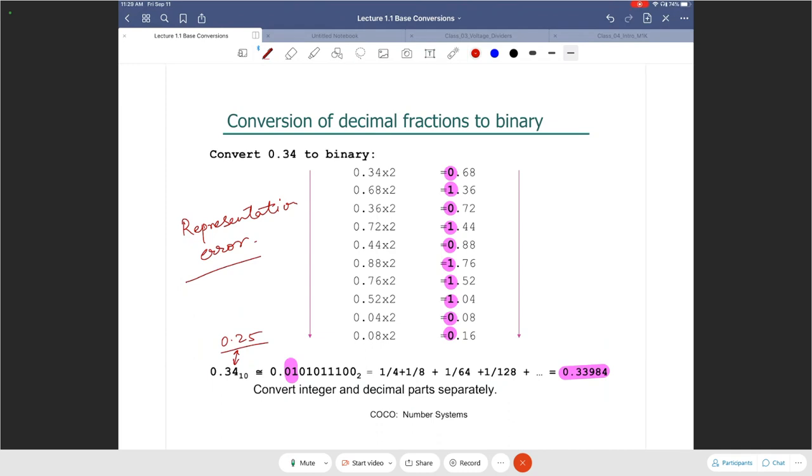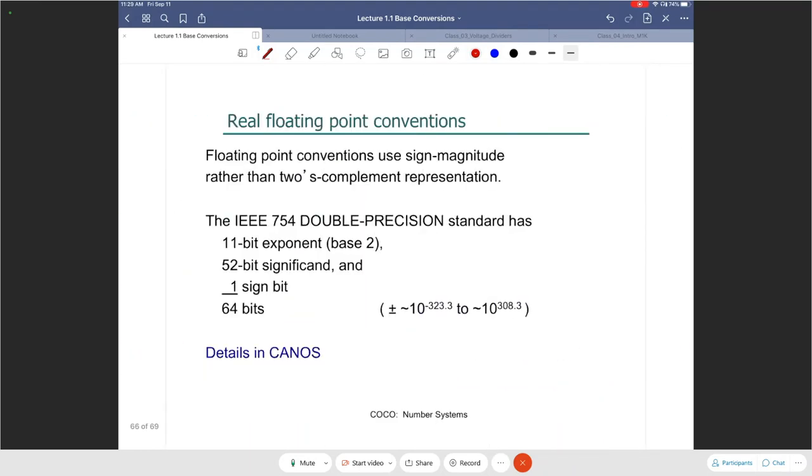Is this a reason why it was hard to? Yes. For that, we would need a lot of bits.